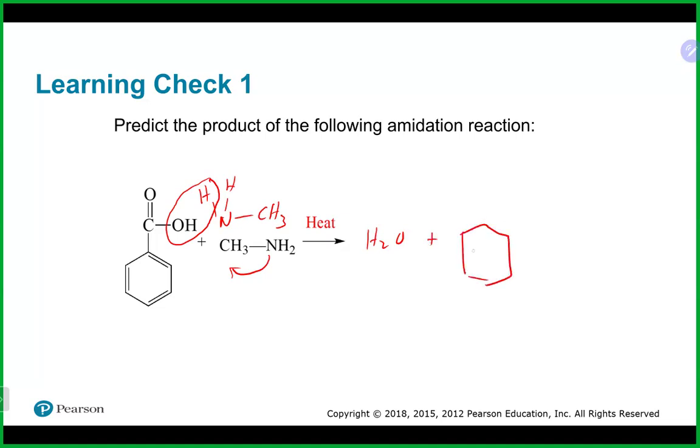So our carboxylic acid here will still look the same. We are now going to connect to our nitrogen because that's going to give us our amide connection, and everything stays the same on the other side. So again, we're just going to take out the OH and one of the hydrogens and then put them together there to make our amide connection. Any questions on that one there?